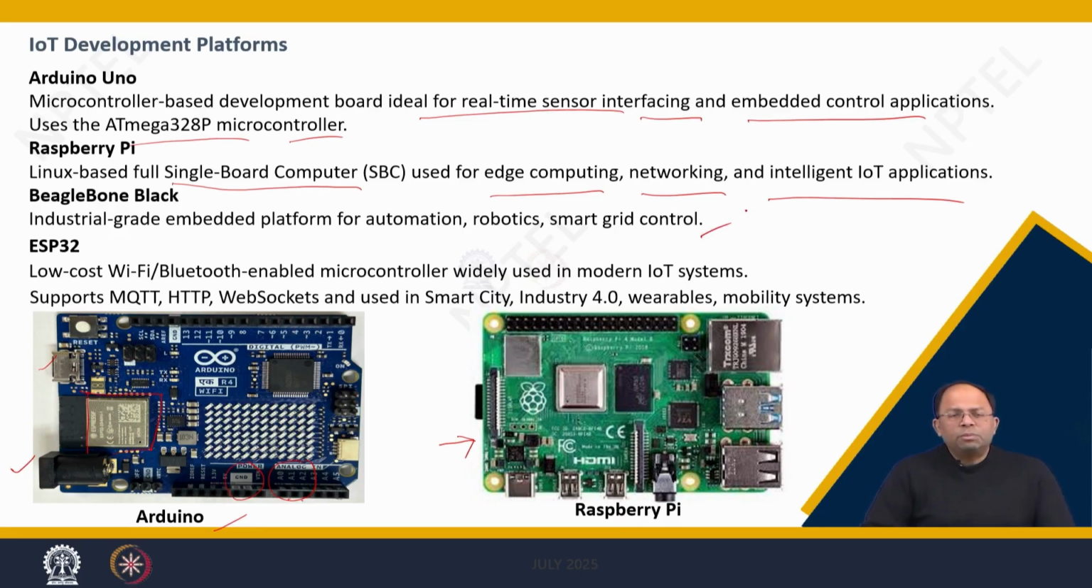And then there is ESP32, which is very, very common. It's a low cost Wi-Fi Bluetooth enabled microcontroller, widely used in modern IoT systems, and it supports MQTT, HTTP, web sockets, and can be used for different projects, which could be Industry 4.0 projects, wearables projects, mobility projects, smart city projects, and so on.